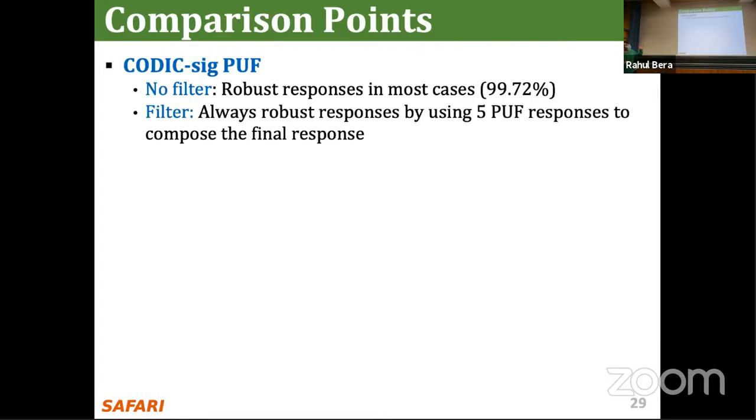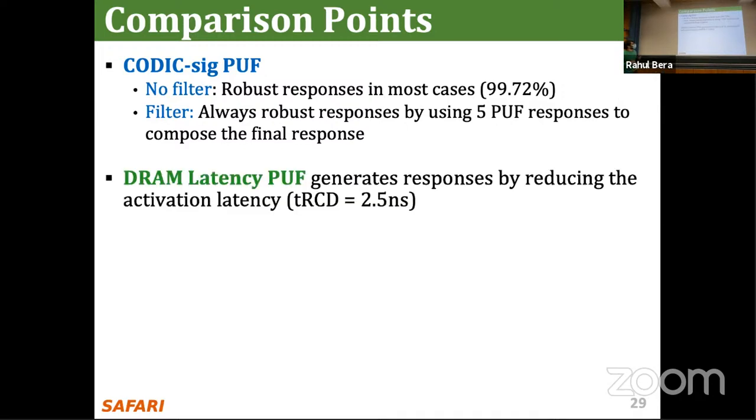First, we implement our CODIC-sig PUF with no filter. We get robust responses in most cases, more than 99% of the cases, where we get the same response without a filter. We also use a filter that composes five PUF responses, and we can always obtain robust responses using five PUF responses in our experiments.